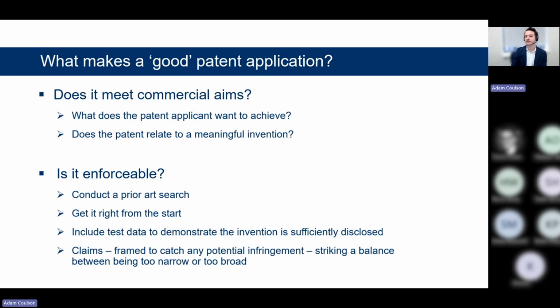You should enlist the assistance of an experienced patent attorney, such as those at Coulson, who will be able to draft a good patent application which is right from the start. This may include the application including any relevant test data, which demonstrates that the invention has an unexpected technical effect compared with relevant prior art, and also ensuring that the invention is sufficiently disclosed within the application.